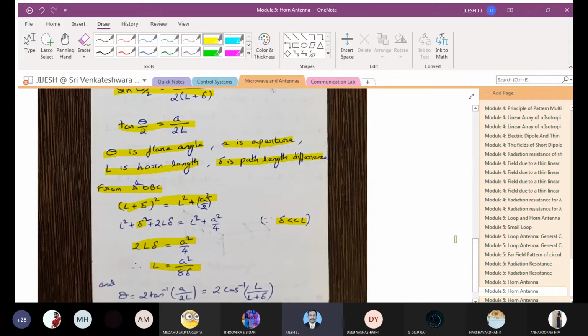Now we also know that tan theta by 2 is A by 2L. From that, theta can be written as 2 tan inverse of A by L, or theta can be 2 cos inverse of L divided by L plus delta. This is the equation for theta. Theta is called the flare angle. You can make a note of these things.